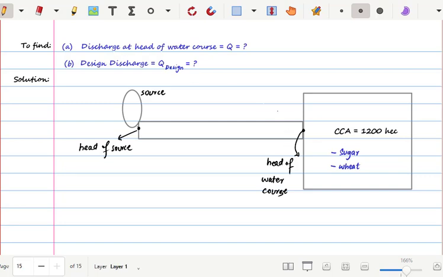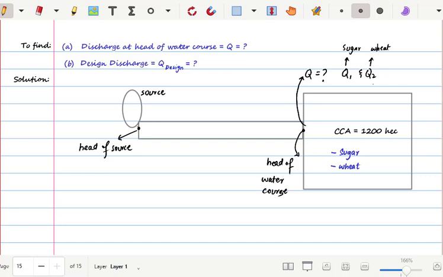So in first part we are asked to find out the discharge at the head of water course. So we need to find Q here at head of water course. But the point we need to remember here is that we are supposed to find two Qs, Q1 and Q2, because these Qs are going to be different for sugar and wheat.